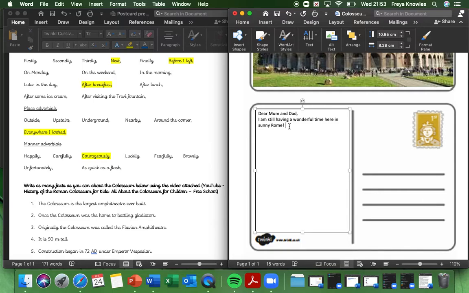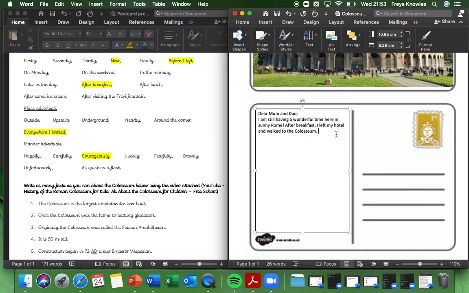Okay, and then we are going to start by using a fronted adverbial. So I'm going to choose first of all to use this one over here. So, after breakfast, I left my hotel and walked to the Colosseum. So there you can see that you've got your fronted adverbial, so you've used one of them, that's a tick. You can even put a tick next to your sheet if you have that, just to check that you are using them all, or cross it out if you've used it.